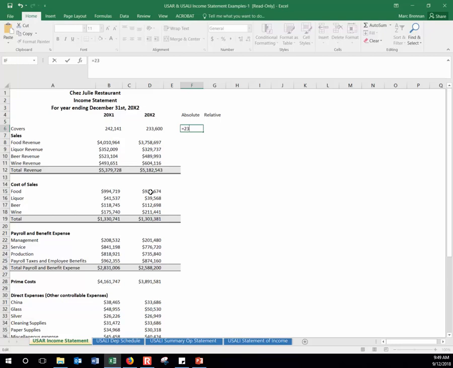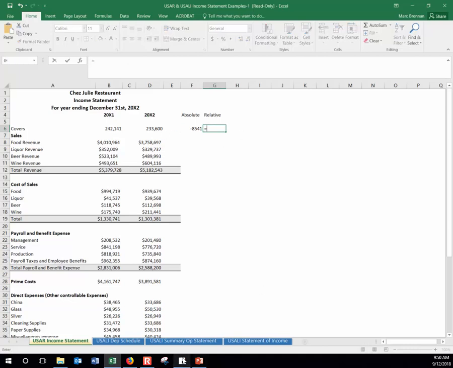So for covers, I would go 233,600 covers minus the covers from 2011, 242,141. So what this is telling me is I actually had less covers. You could have told me that by just looking at it, but this shows you a number. We have negative 8,541 covers. What does that mean in percentage form?